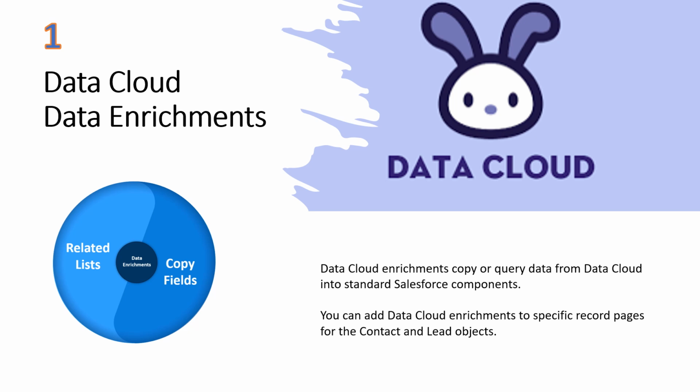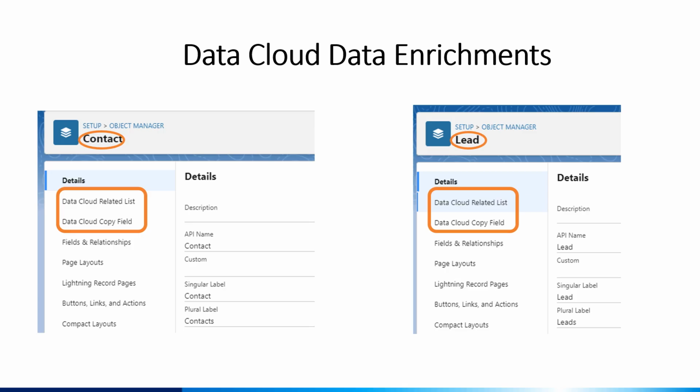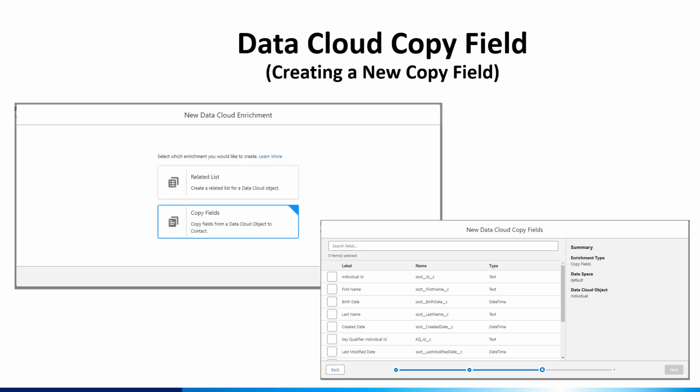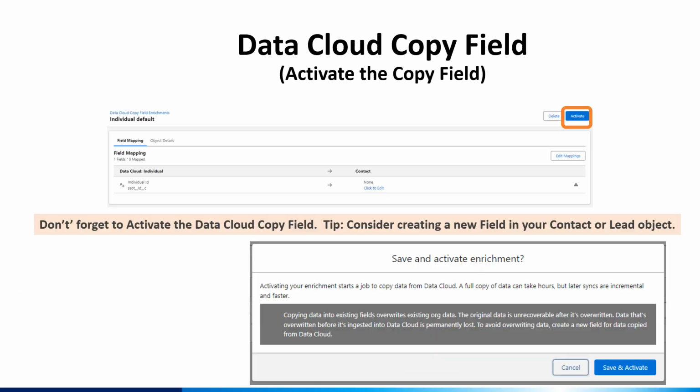Right now, there are two Salesforce core objects where you can use Data Cloud data enrichments. That is the contact and lead objects. You can create your Data Cloud data enrichments from within the Object Manager for the contact or lead object. With copy fields, you can copy data from a Data Cloud DMO or Calculated Insights object field into your contact or lead field. You can enhance your contacts and leads with insights such as lifetime value and data aggregated or captured by Data Cloud from other orgs and systems.